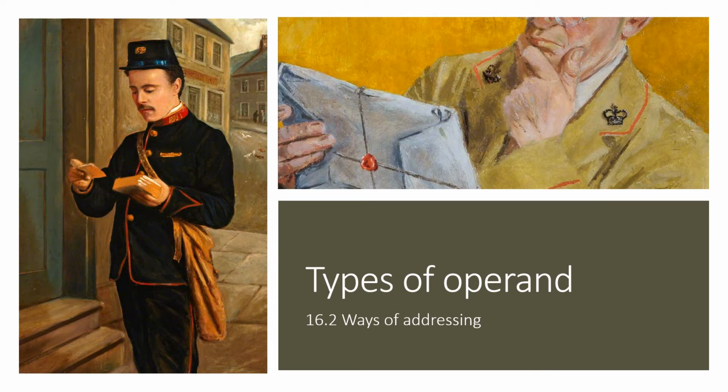In the previous lesson we looked at operators and operands in assembly language programs. In this lesson we'll dig a little bit more deeply and look at the different types of operand and the different ways of addressing memory locations.